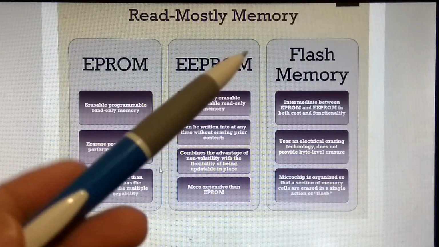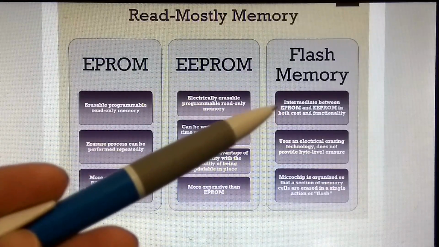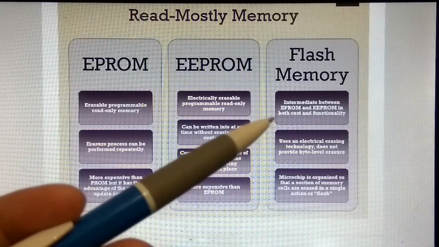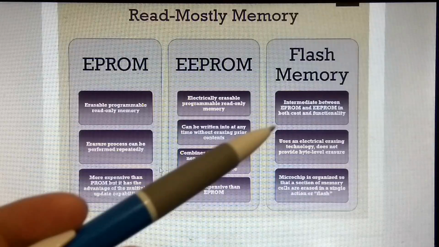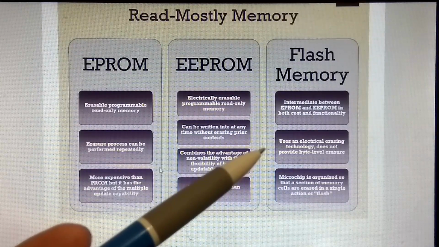Flash memory is in the middle between the EPROM and EEPROM in both cost and functionality. It uses an electrical erasing technology and does not provide byte-level erasure.